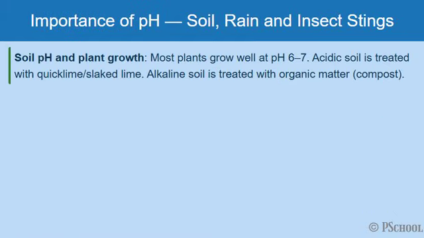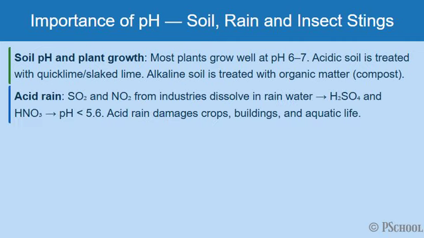Soil pH and plant growth: most plants grow well at pH 6 to 7. Acidic soil is treated with quicklime or slaked lime. Alkaline soil is treated with organic matter like compost.